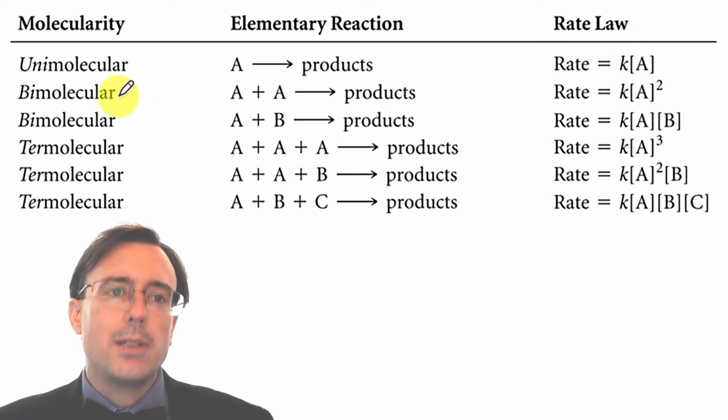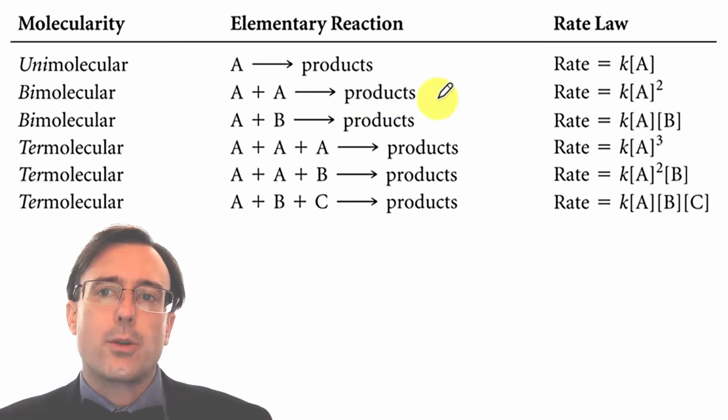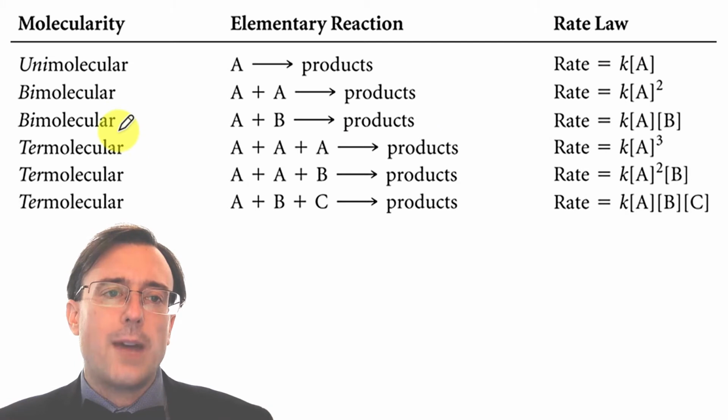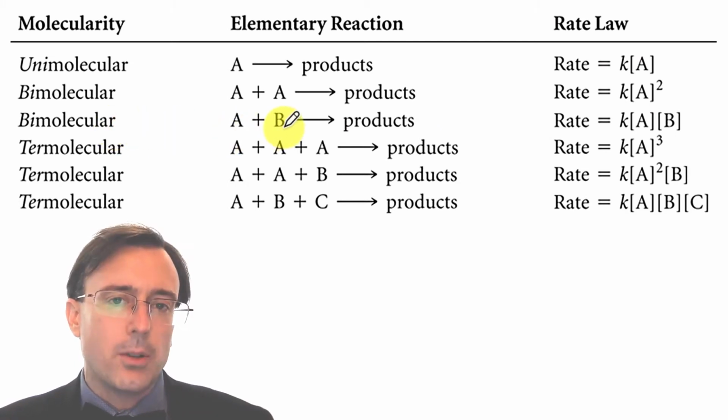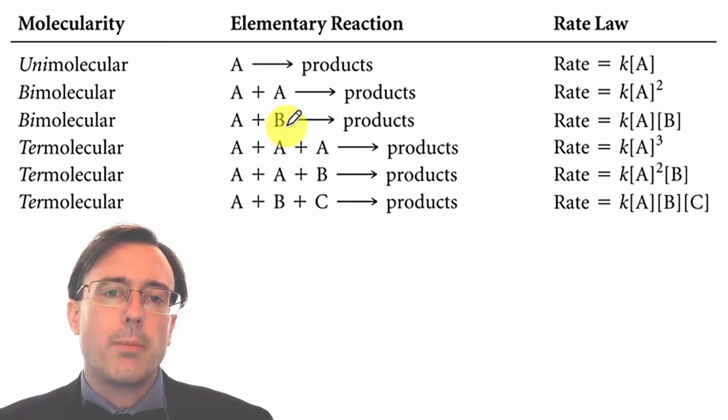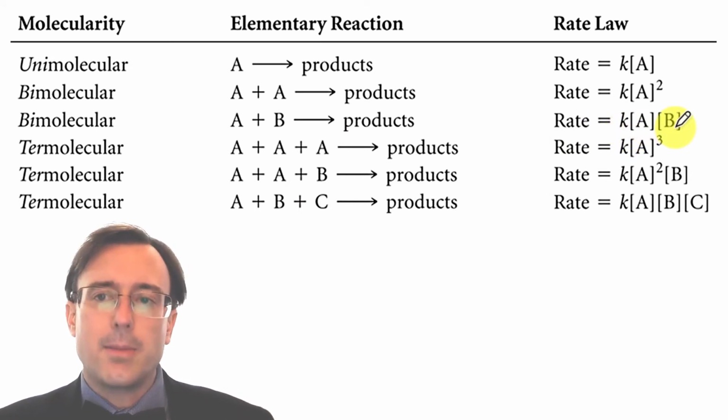If you have a bimolecular step, there are two different possible bimolecular steps. For example, one chemical bumps into and reacts with itself to form different products. The rate law for that is simply a constant times A squared. The same is true if you have one chemical bumping into a different chemical. In that process, you have two things bumping into each other and reacting, and the rate law is a constant times A times B.